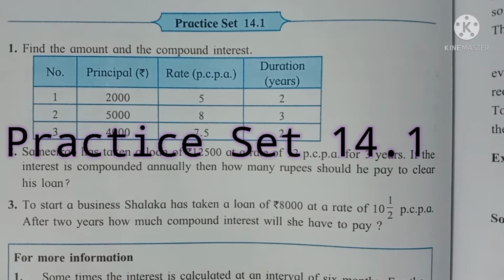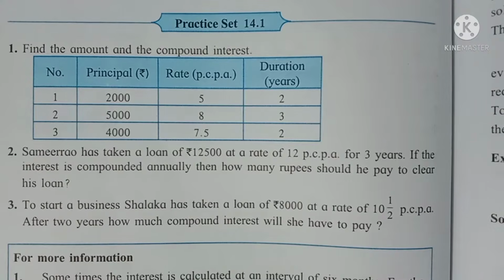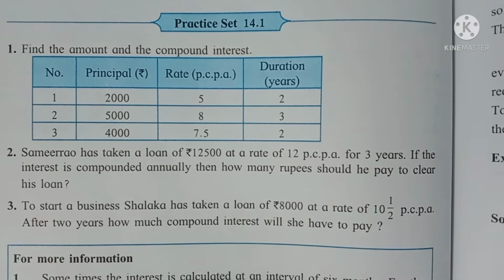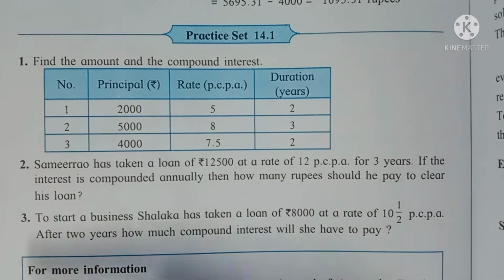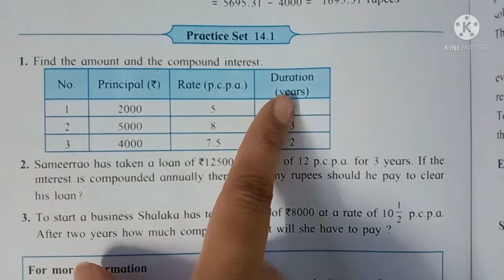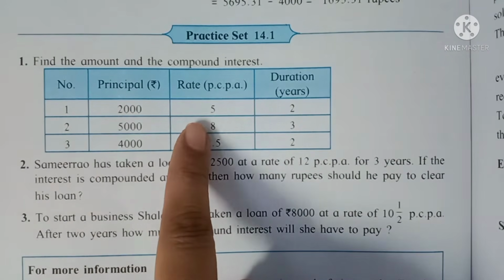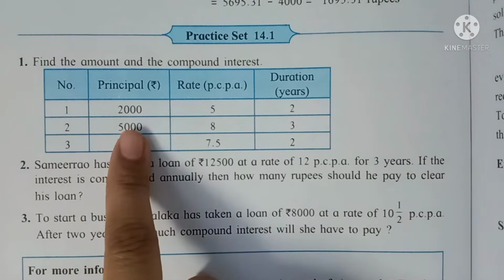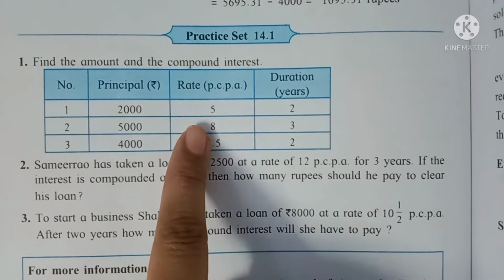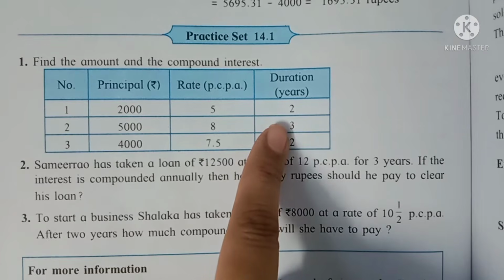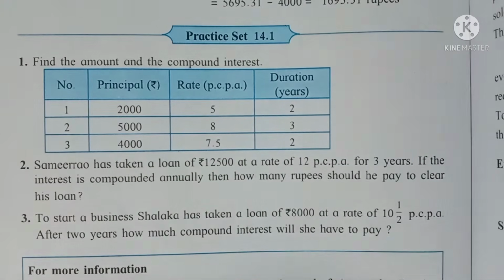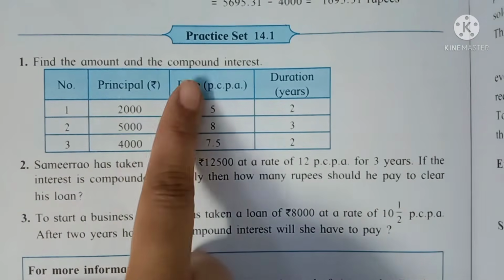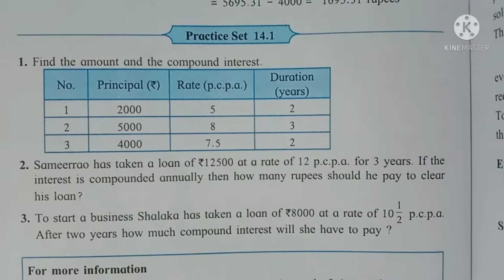Today we are going to solve practice set 14.1. So let us start. First question, find the amount and compound interest. Here principal, rate and duration is given. Principal means P is given, rate means R is given and duration in years means N is given, and you can find out the amount and compound interest.